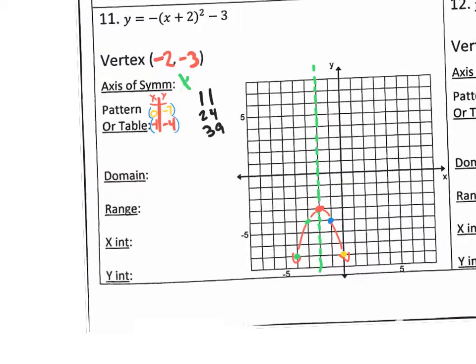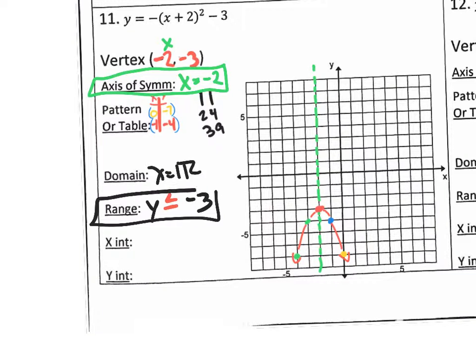The axis of symmetry is x equals the x value of your vertex, which is negative 2. You get a point for that. The pattern we already did, or the table we did both. The domain, x equals all real numbers. The range, y is what? Greater than or equal to, or less than or equal to? Less than or equal to the y value of our vertex, which is negative 3. So the y value of our vertex is what we use for range.